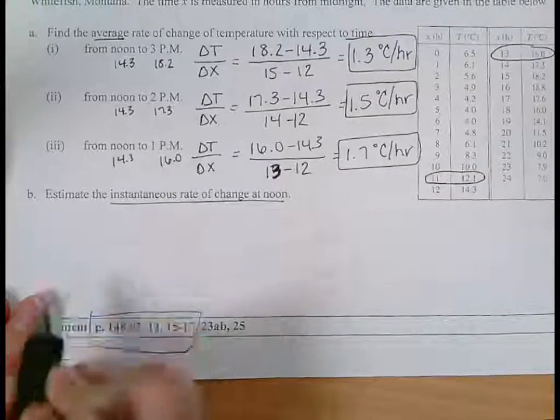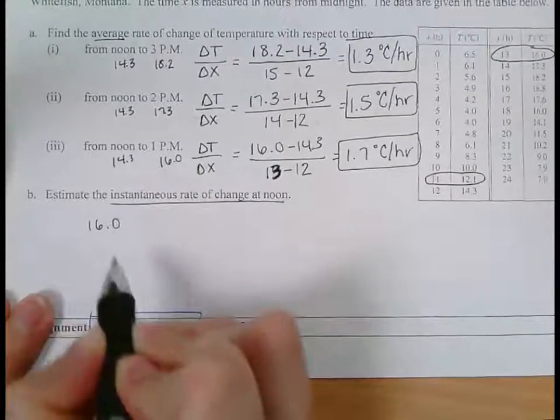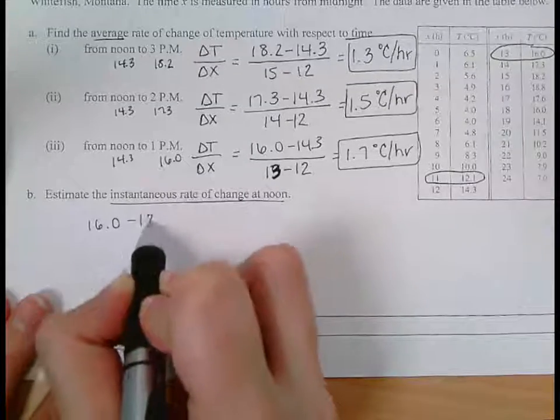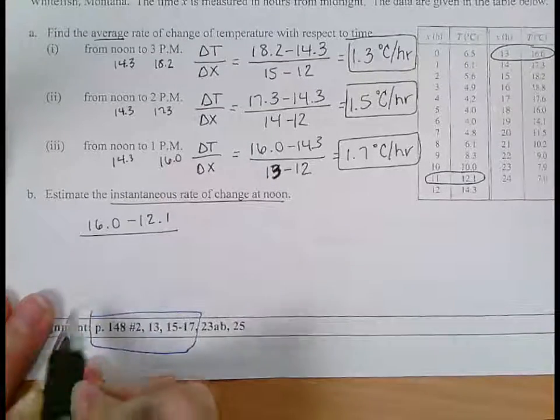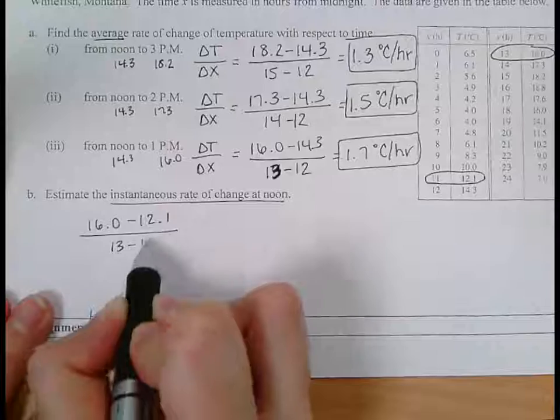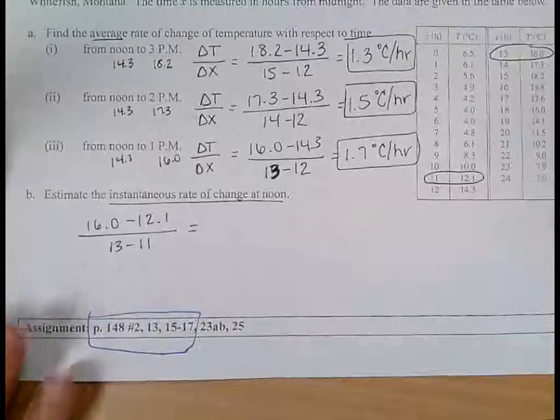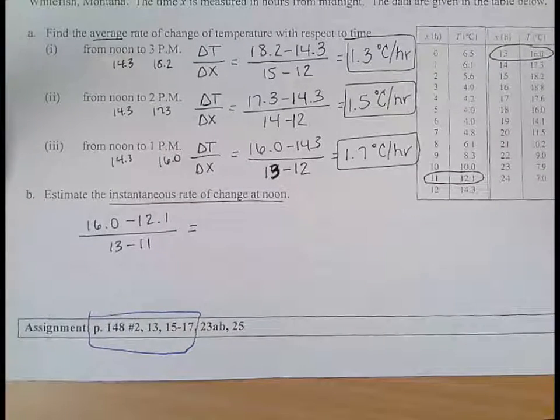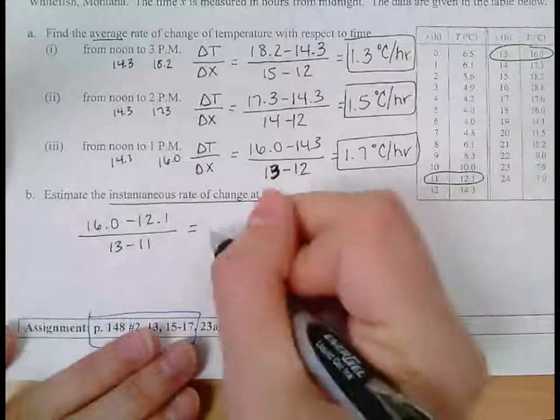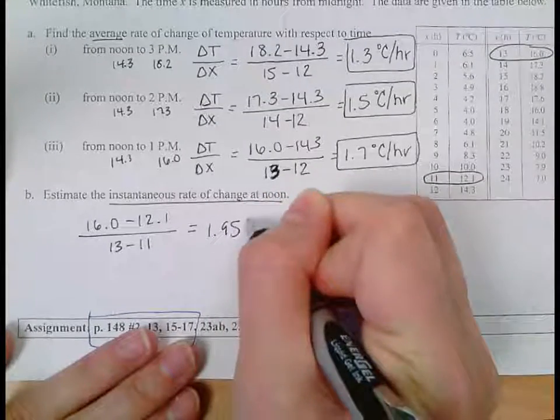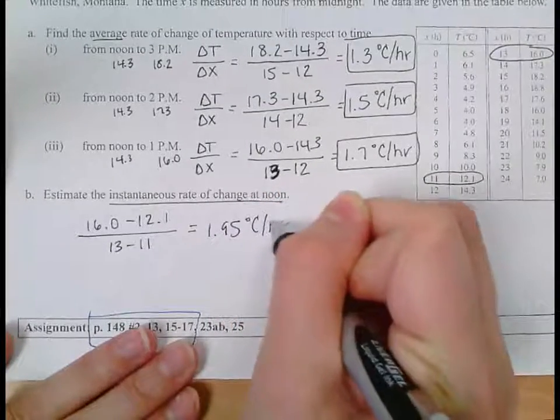So instantaneous, the best approximation we can get from the table would be 3.9 divided by 2, so 1.95 degrees Celsius per hour.